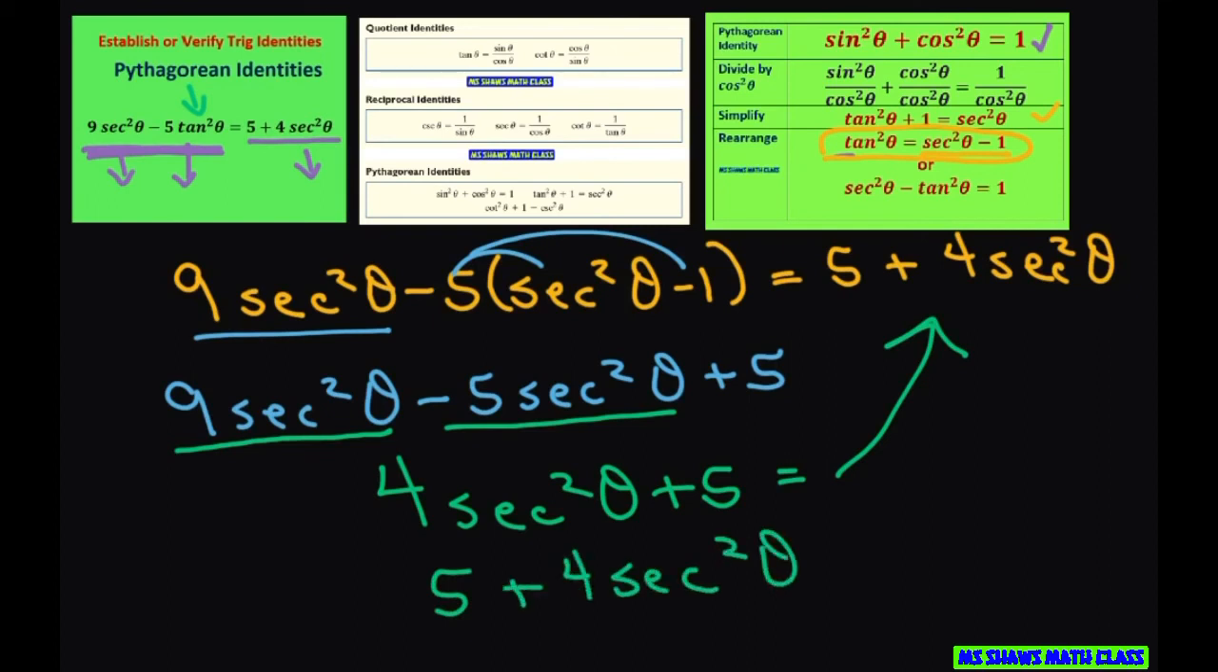We're adding, so it doesn't matter which way, the order you do it.